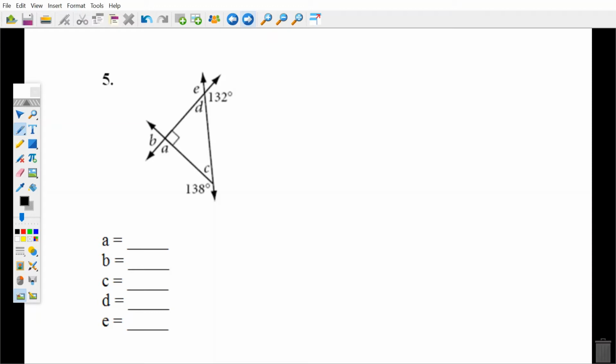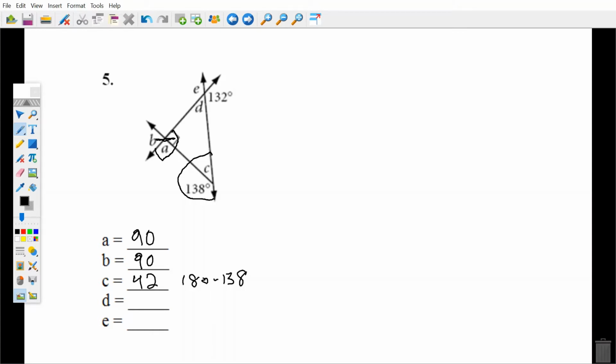For this one, we need to find the measure of the 5 missing angles, A, B, C, D, and E. Please pause and give it a try. All right, the answer is, the first one I'm going to find is angle A. These two make 180 degrees, so this one will be 90. Angle B is vertically opposite with this 90 degree angle, so this will be 90 degrees as well. Angle C and angle 138 have to add up to 180, so I'll go 180 minus 138, which will be 42.